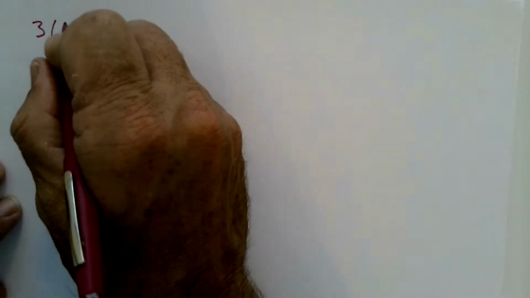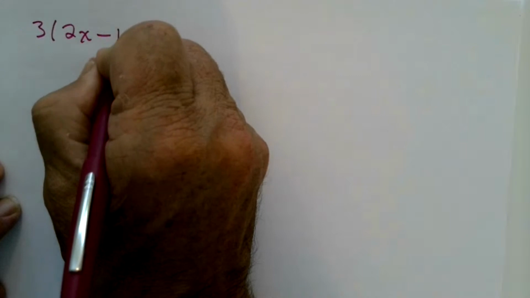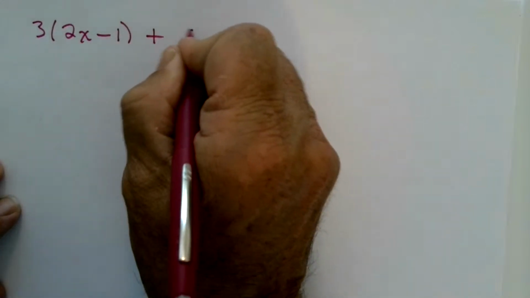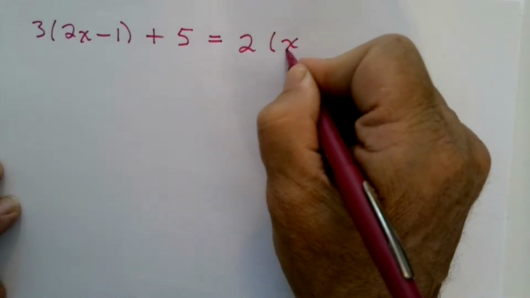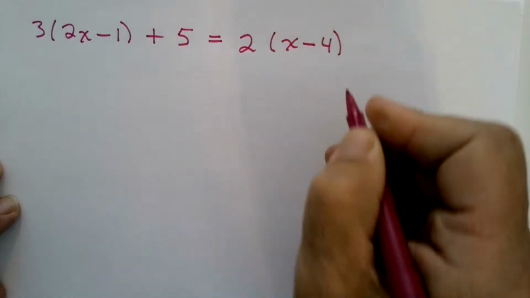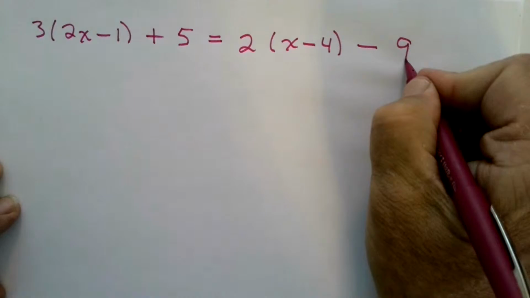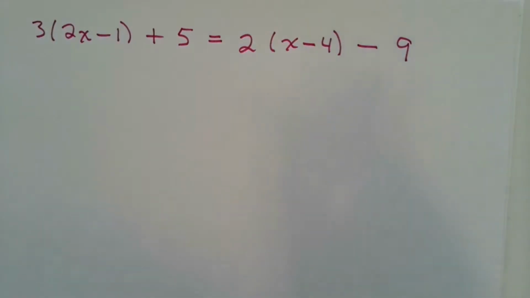Let's do 3 times 2x minus 1 plus 5 equals 2 times x minus 4 minus 9. So just in the last two problems we had brackets. Here we have two sides of an equation.